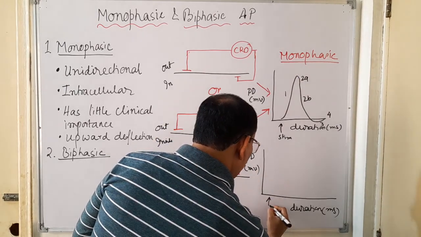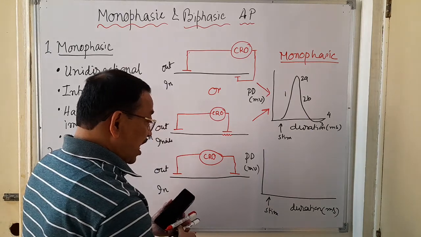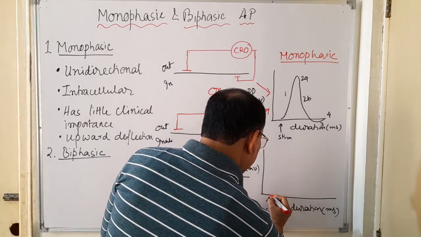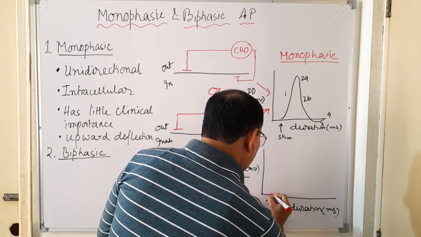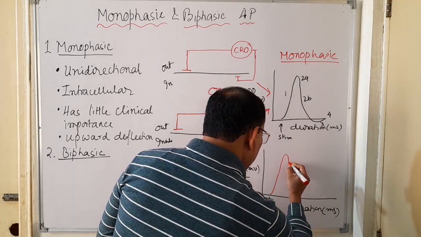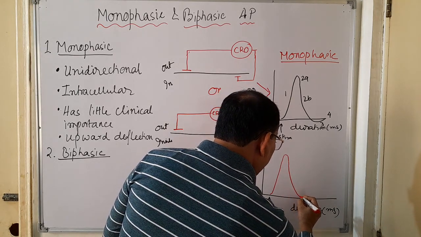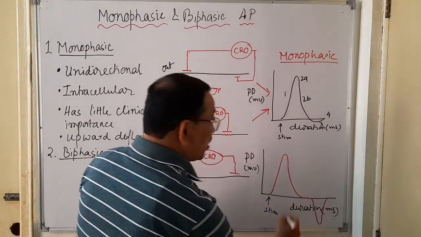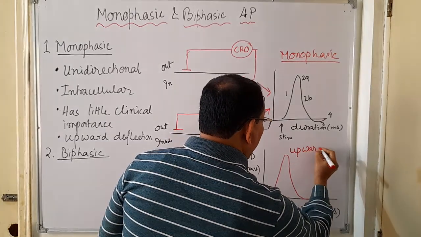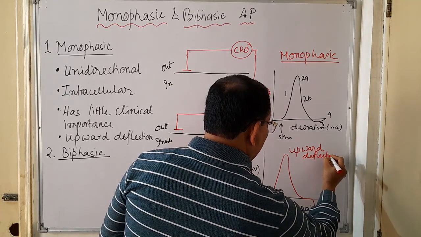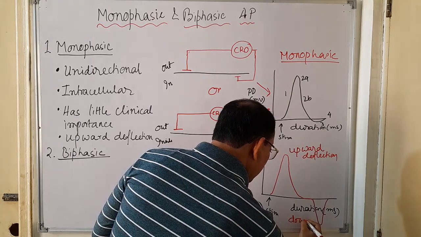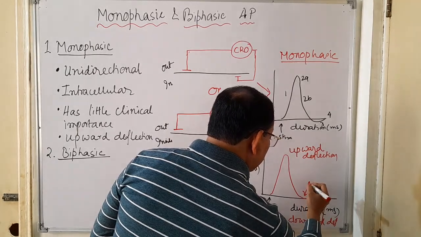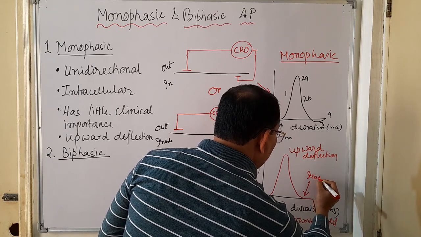So in such a case, if a stimulus is applied, then what happens? The biphasic action potential will be obtained. In such a case, the record will be in the positive direction, followed by an isoelectric period, and then the negative direction. So this is the upward deflection, this is the downward deflection, and in between there is an isoelectric period.